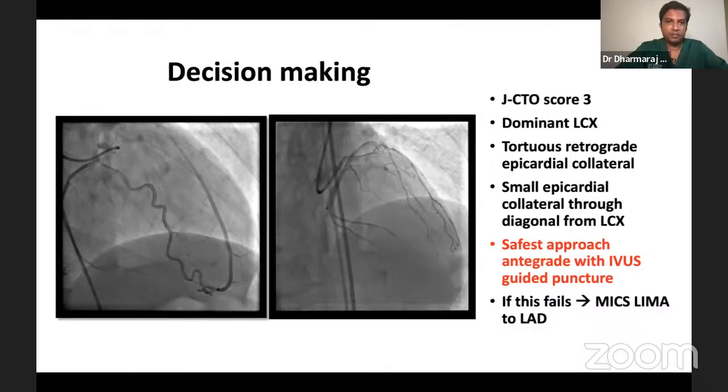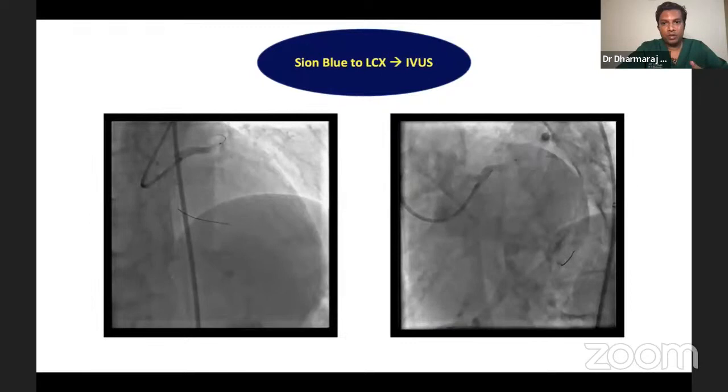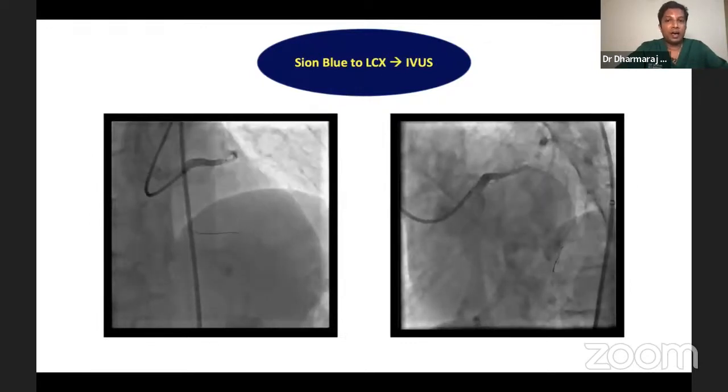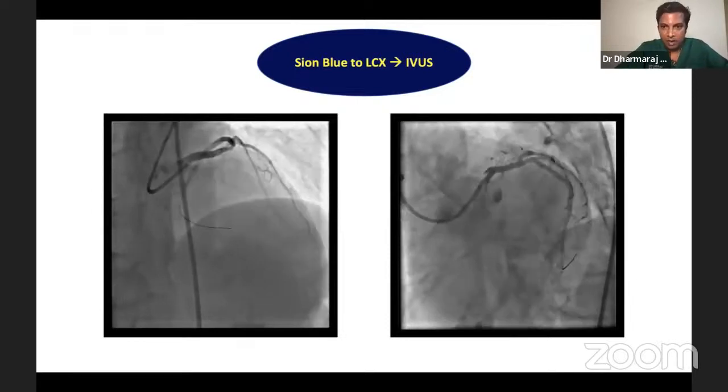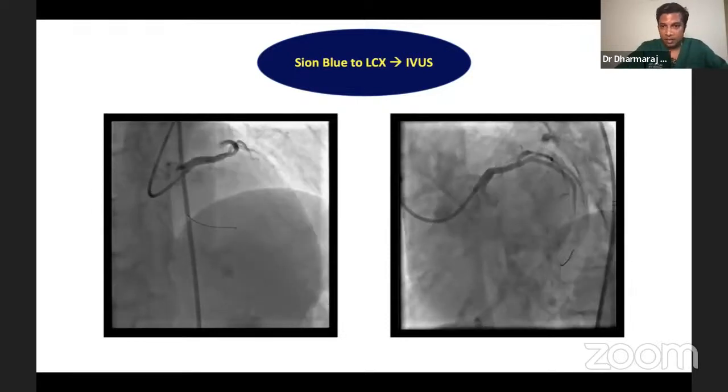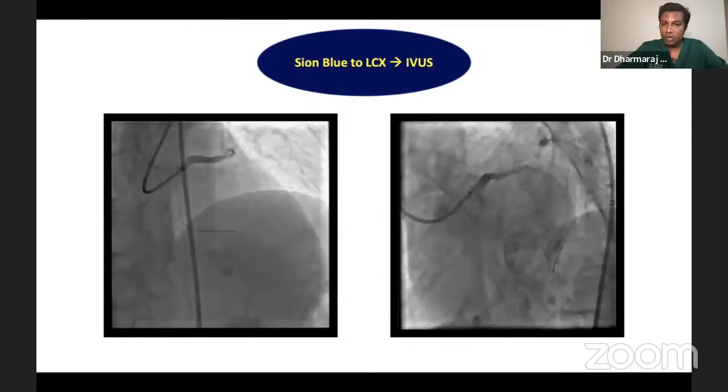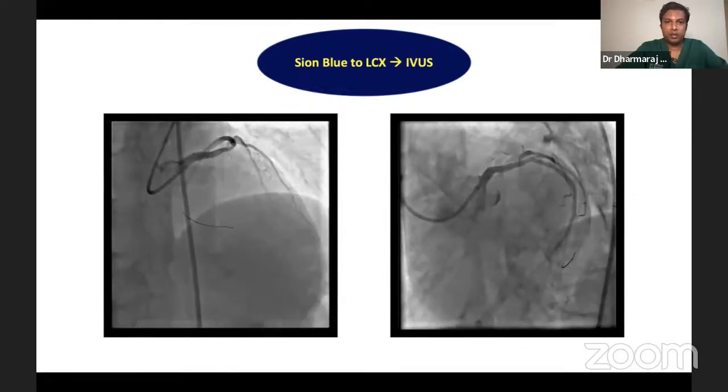That would be the safest. So we put in a cyan blue wire into the circumflex artery, and we did an IVUS pullback and marked, as you can see here, the location of the ostium. The IVUS catheter is there. The location of the ostium was marked not only with IVUS, but with angiography as well.